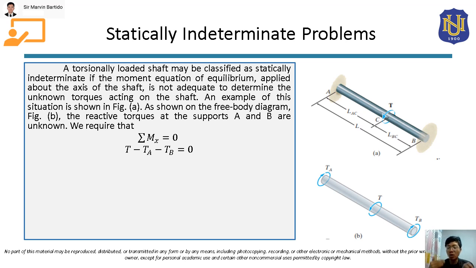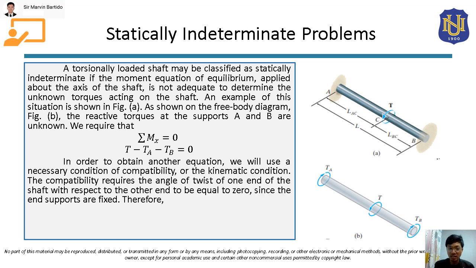Okay, but this is the only equilibrium equation that we can generate. So we are going to generate another equation using compatibility. In order to obtain another equation, we will use a necessary condition of compatibility, or the kinematic condition. The compatibility requires the angle of twist of one end of the shaft with respect to the other end to be equal to 0, since the end supports are fixed.